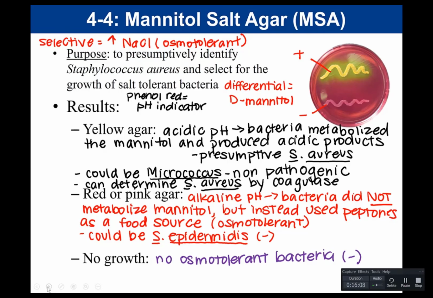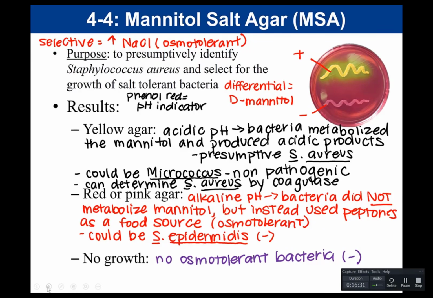Red or pink agar, right? So if the agar is pink, that tells us that it's an alkaline pH. Bacteria did not metabolize the mannitol, but instead used peptones as a food source. Right? And products of peptone metabolism are going to be alkaline. They're going to raise the pH and the agar is going to be pink.